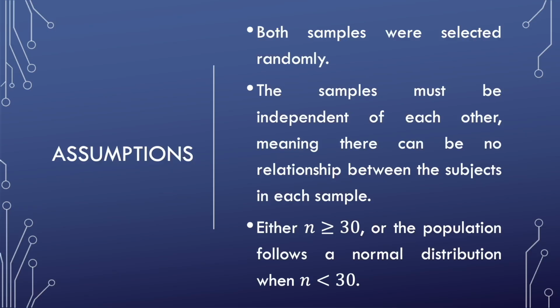So assumptions for the z-test for two means, both samples should be randomly selected and the samples must be independent of each other, meaning there can be no relationship between the subjects in each sample. And either n is greater than or equal to 30 or the population follows a normal distribution when n is less than 30.